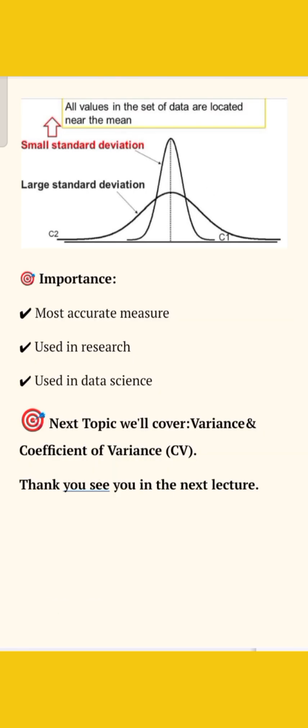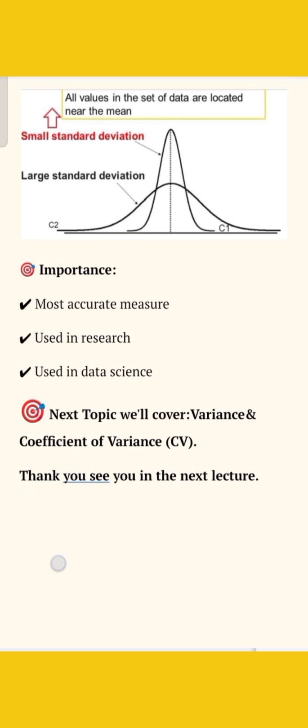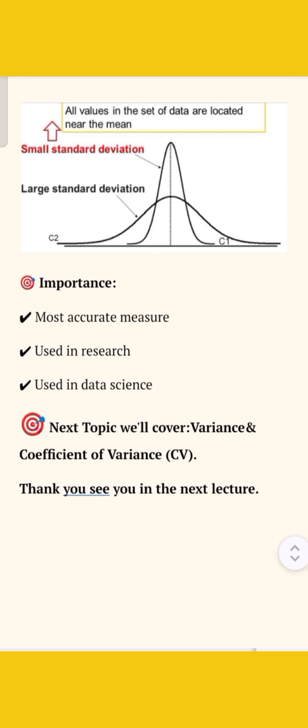Now, importance of dispersion. Dispersion is important because it helps us understand variability, it allows comparison between datasets, it improves accuracy in analysis. It is widely used in research and data sciences. So dispersion is not just about numbers, it helps us understand the true behavior of data. And mean tells us the center, but dispersion tells us the spread.